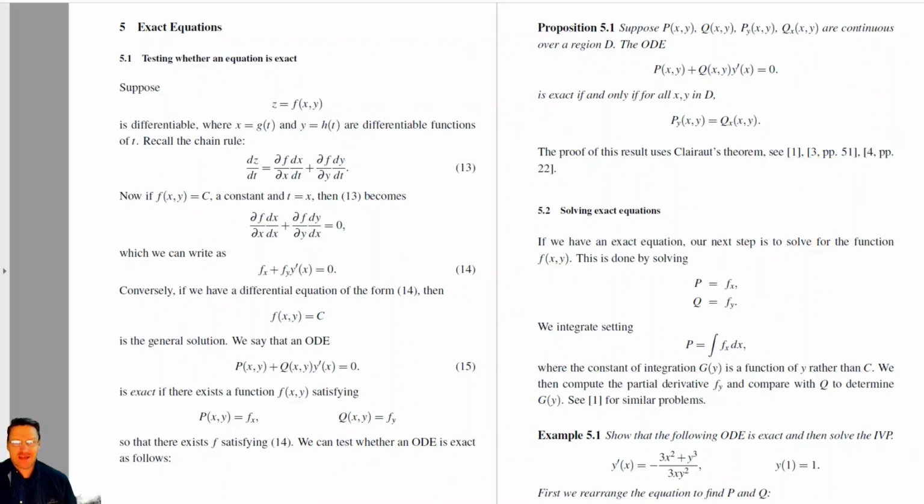Today we're going to look at exact equations. The reason I put this in the course is because not only does it give you another way to solve certain differential equations, exact equations, but it gives you some practice of dealing with partial derivatives and calculating them and integrating equations with respect to one letter.